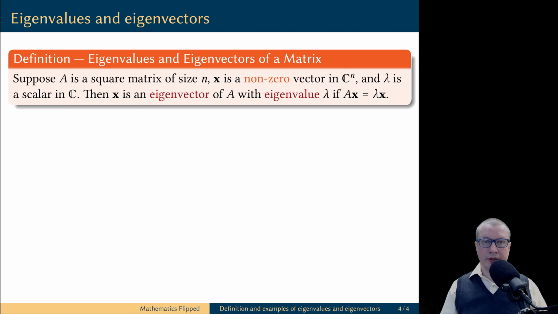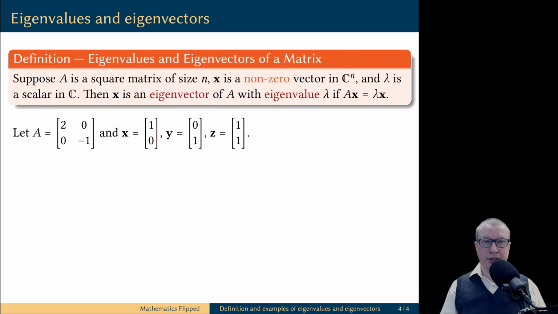The reason we require the vector x to be a non-zero vector here is this. If you allow zero vectors, then any scalar is going to be an eigenvalue of any square matrix, because any matrix multiplied by the zero vector is equal to the zero vector, and the zero vector is equal to its own scalar multiple by any scalar.